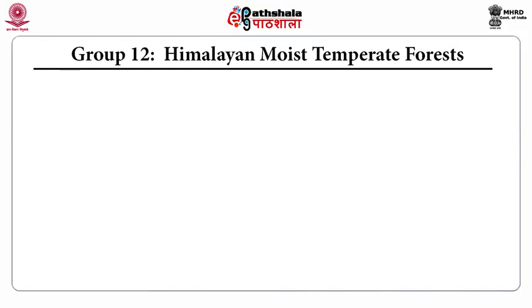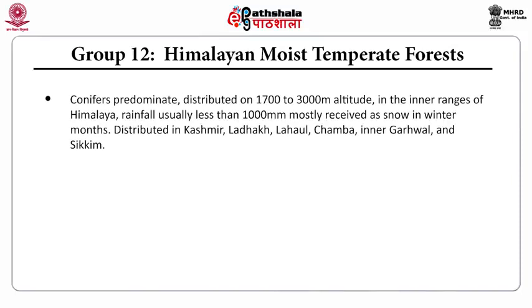So, group 12 is the Himalayan dry temperate forest. In this forest the conifers are predominant, distributed on 1700 to 3000 meter altitude in the inner ranges of the Himalaya. Rainfall is usually less than 1000 millimeter, mostly received as snow in winter months. These forests are distributed in Kashmir, Ladakh, Lahaul, Chamba, Inner Garhwal and Sikkim.